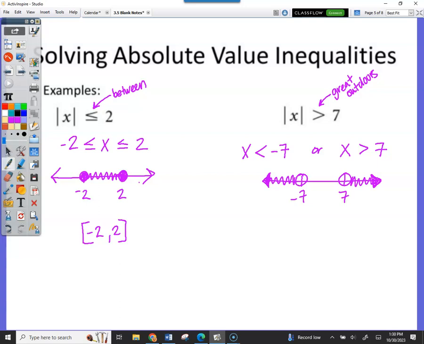Just make sure to dodge it. It would probably help to label your number line with your negative infinity and positive infinity, because then you're just reading it like a book from left to right. Negatives on the left, positives on the right. Here we go. Negative infinity to negative 7. That is open. Skip. 7 to infinity.